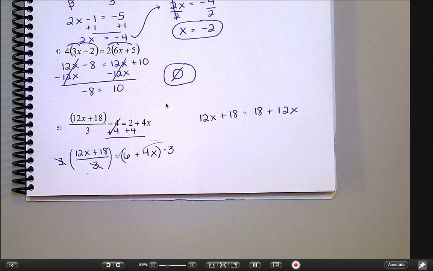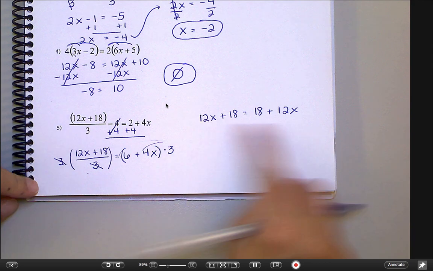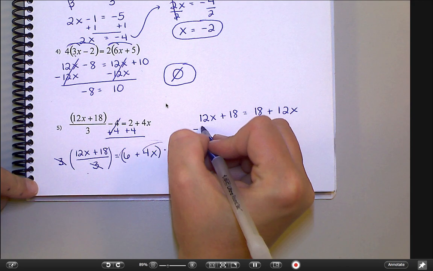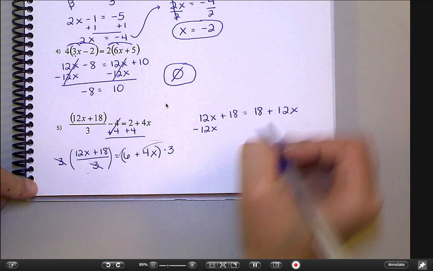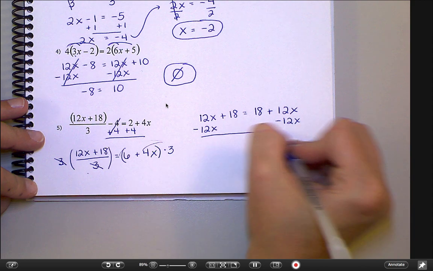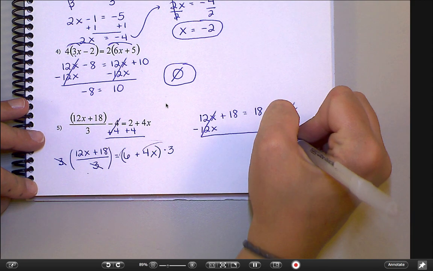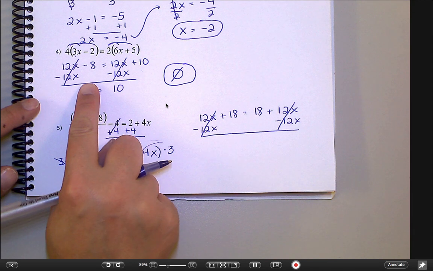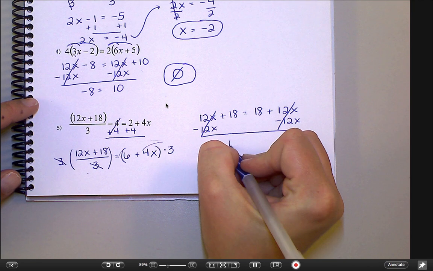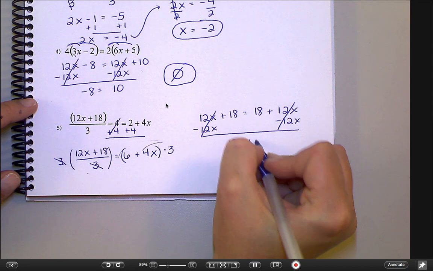Okay, are you noticing anything weird here? All right, watch what's about to happen. So, like I said, my next step would always be to get rid of my x's. So I'm going to subtract 12x and subtract 12x. They both cancel out again, just like they did back here. That doesn't always happen, but they did in this case. This time I'm left with 18 equals 18.